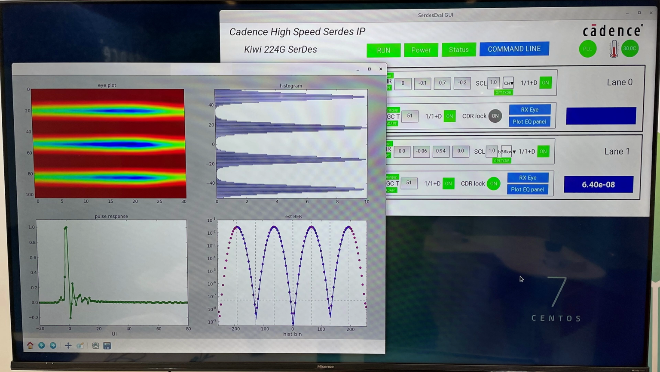The Cadence 224G-PHY graphical user interface is showing PLL lock, CDR status, pre-FEC BER, receiver two-dimensional eye, PAM4 histogram with estimated BER, and channel pulse response on the display.